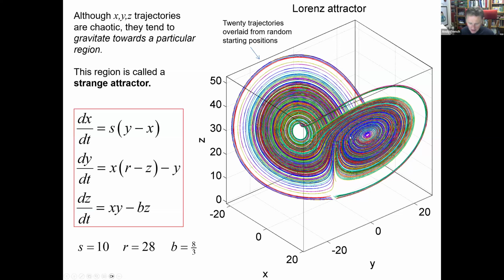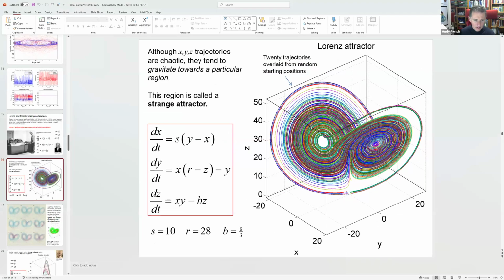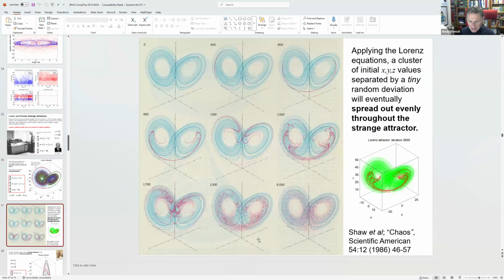That may sound a bit unbelievable, so we need an animation to show this. One of our fantastic students has actually done this. That's a part of our Cambridge course, so you will do this in future. And this is a picture from Shaw et al. in 1986, where they've plotted the Lorentz attractor.